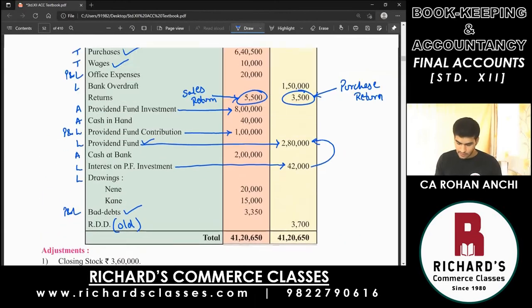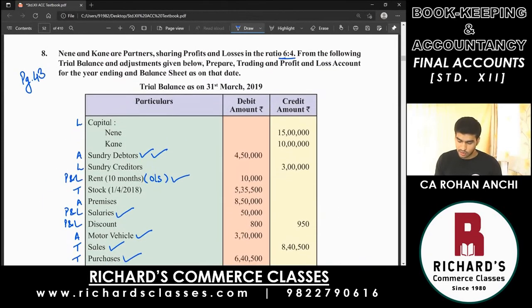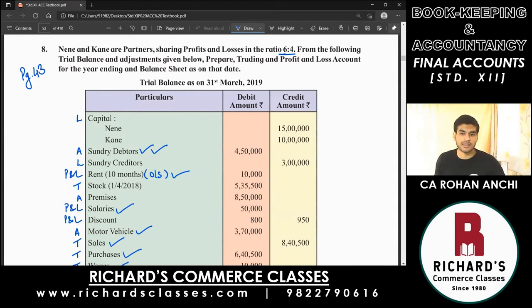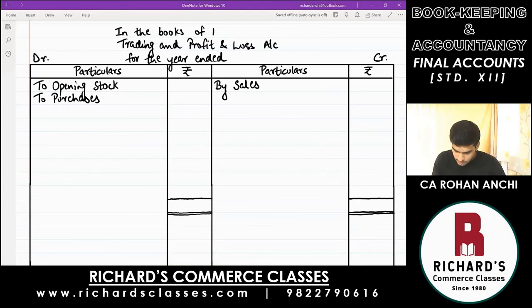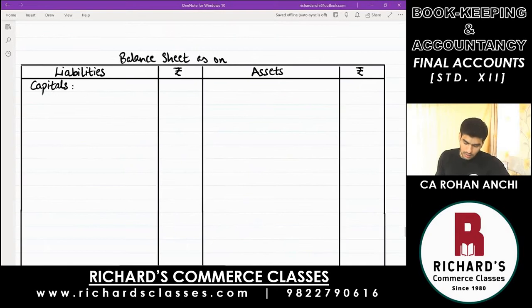So now let us prepare our solution. Write down in the books of Nene and Kane. These are the two partners here. Trading and profit and loss account for the year ended 31st March 2019. On top of the balance sheet also, balance sheet as on 31st March 2019.